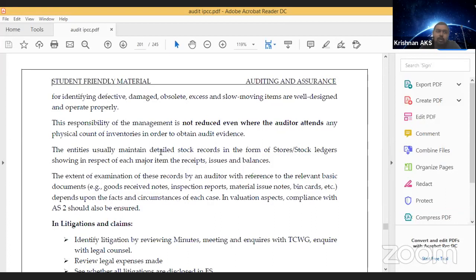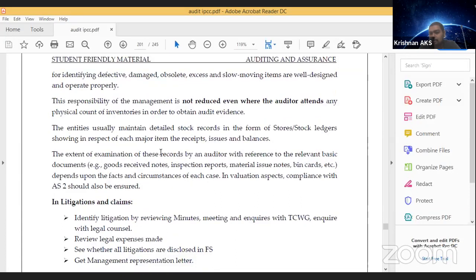Point number two, talk with a legal counsel. Every company will have some legal counsel or lawyers. Then get a confirmation from them that only this many cases are pending against the company. If possible, do some Google search and find media comments also. Then you can find better evidence.